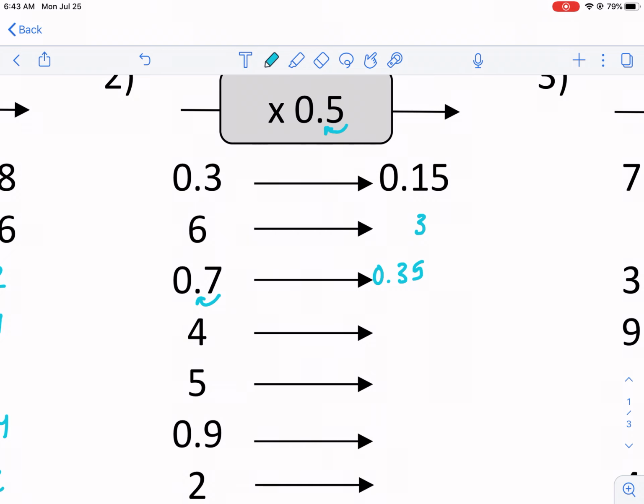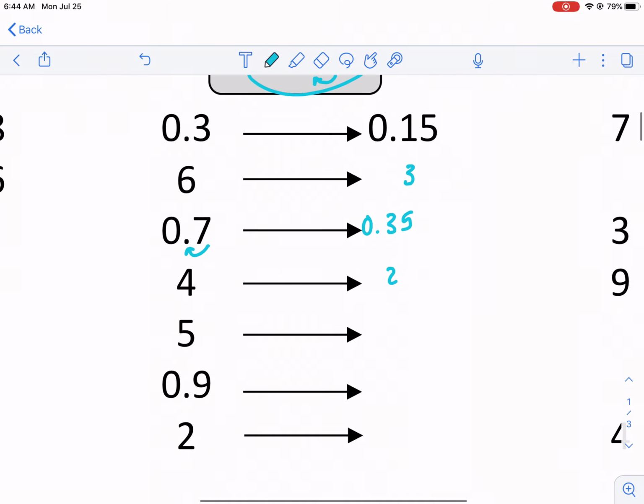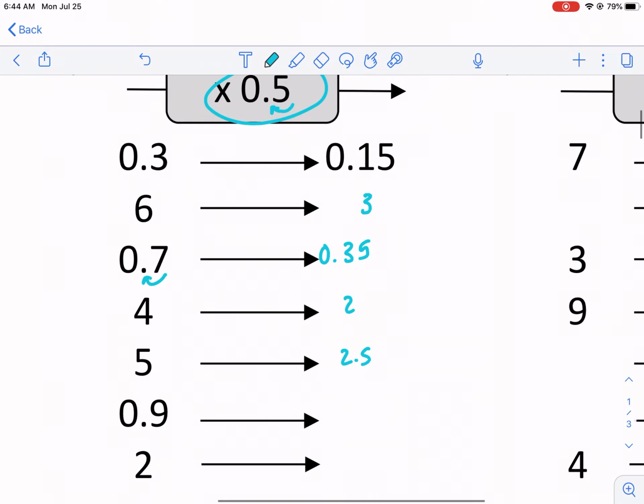So I have 4 times 0.5. I know that's 20. I move it over once, and that becomes 2.0. Another way of thinking of it is 0.5 is half. So if you want to find half of these numbers, that's what you're going to get. Okay, so 2.5 is going to be this one because 25, move it over once.